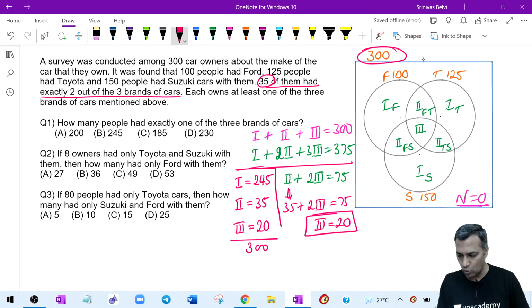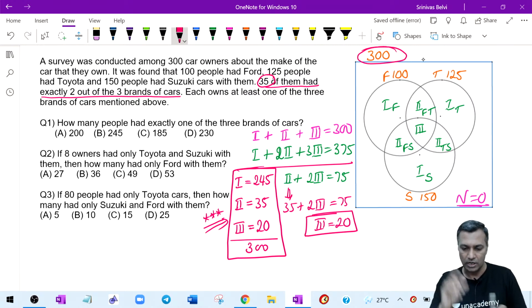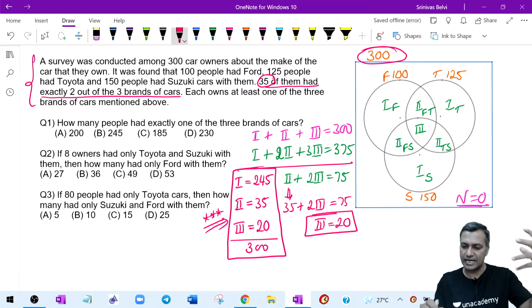Now my nuts and bolts are clear. These are called nuts and bolts. It doesn't take much time. The moment you read this question, this is what your nuts and bolts are. You are ready with your nuts and bolts. Now what to do with these nuts and bolts, that we'll see later. But these are the components of this particular question. When an author tries to say this, he's trying to tell the components.